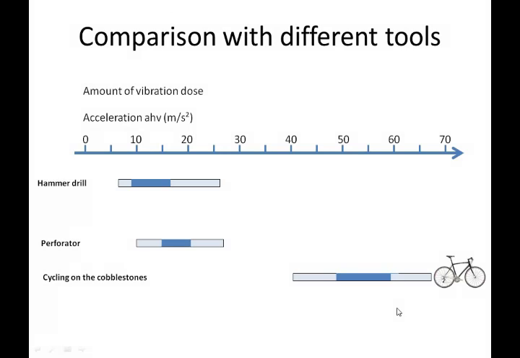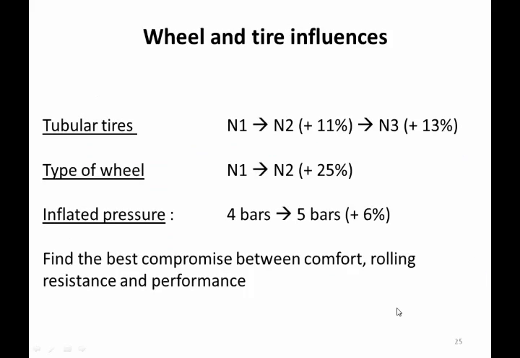You can see that the cyclists on cobblestones have a very high amount of vibration compared to work conditions with a hammer drill or perforator. Our results also show that the choice of the type of tire, the type of wheels, and the inflation pressure can significantly influence the amount of vibration dose. The objective is to optimize the conditions and find the best compromise between comfort, rolling resistance, and performance.